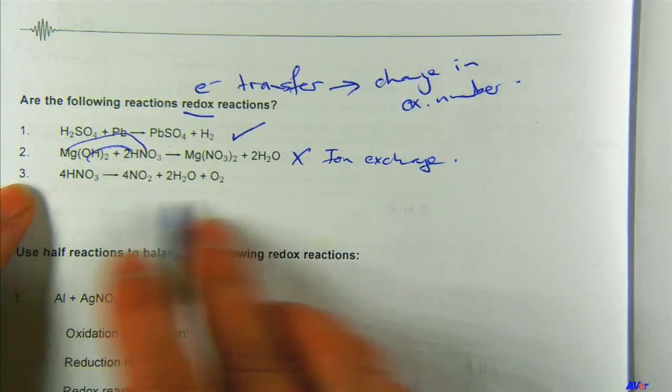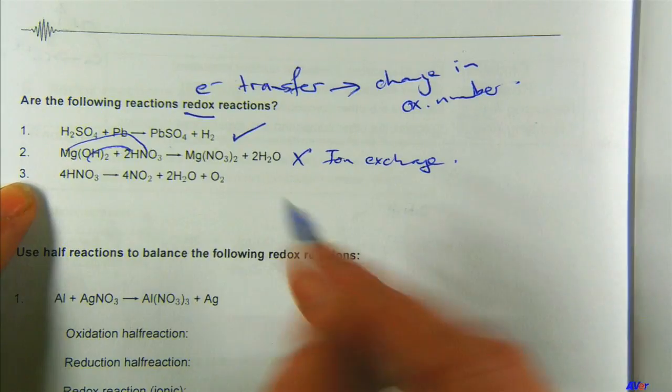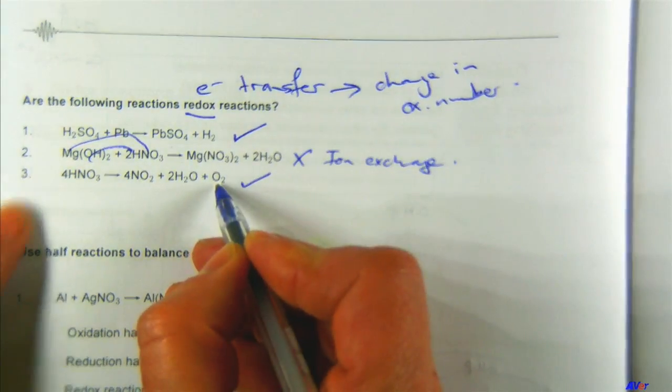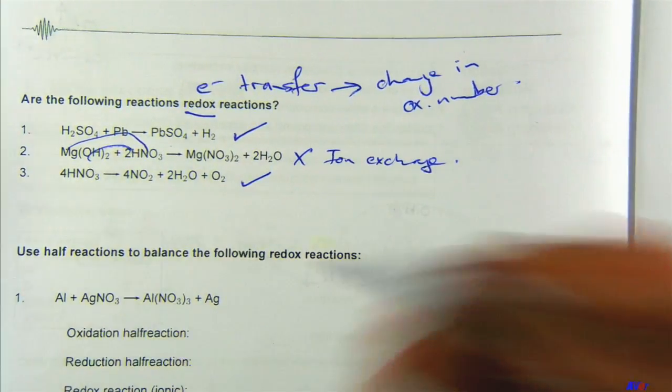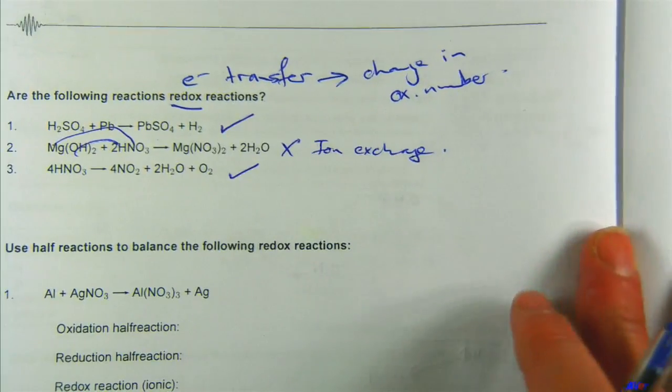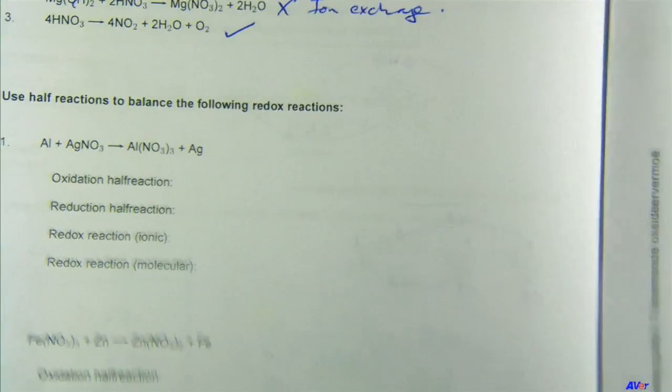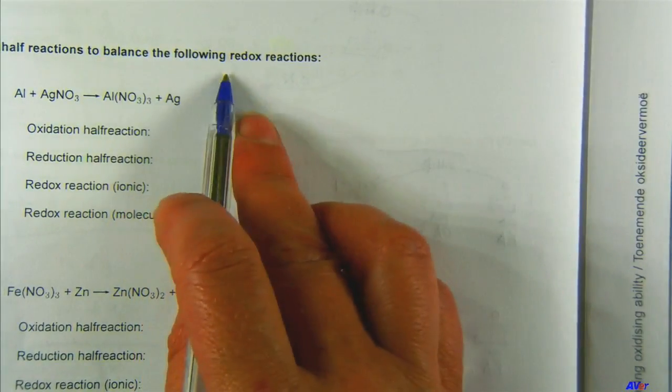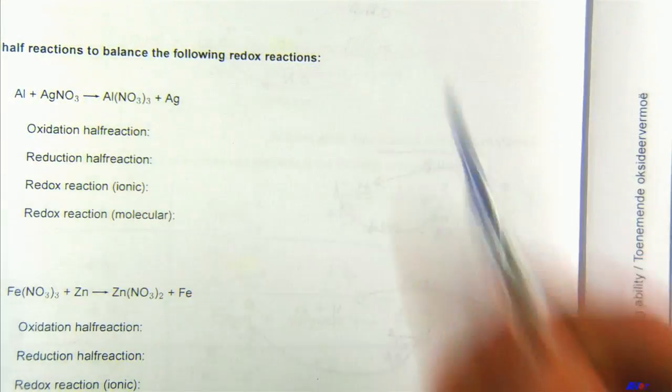How about the third one? Is that a redox reaction? Yes, the easiest way is to look at the oxygen. There it's 0 and there it's not 0. Okay, it's a redox reaction. Okay, now we're going to use half reactions to balance the following redox reactions.